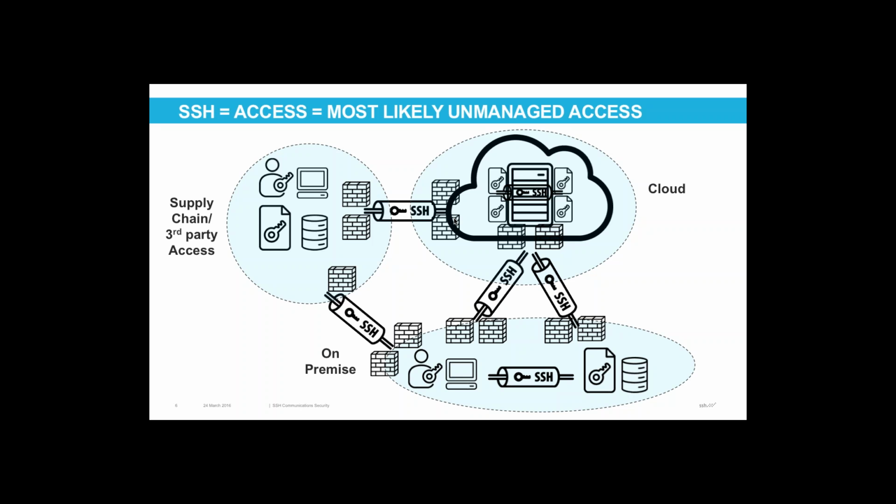And now with the intertwined supply chain, we have vendors coming into our on-premise environment. We have them coming into our cloud environment. We have them sending file transfers on-premise and into our cloud environment. We're not inspecting these. We're not controlling these. We're not controlling the key-based authentication. So SSH equals access equals most likely unmanaged access.